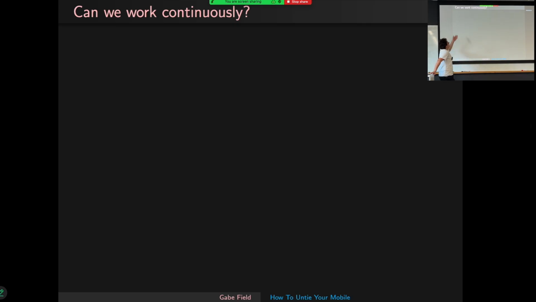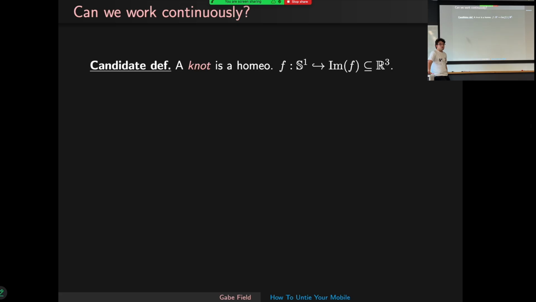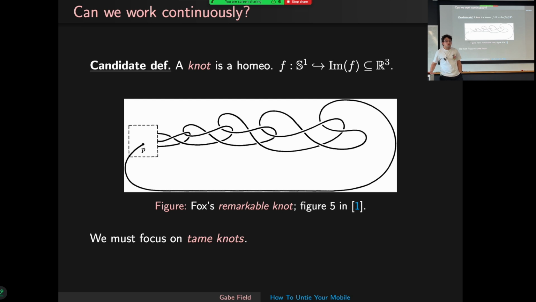So the natural question is whether we can work with continuous curves instead. And the answer to this is, unfortunately, not quite. A candidate definition is that a knot would be a homeomorphism of S1 onto some subset of R3. And this does not capture the same thing as before. Here is a knot that Fox calls remarkable, and also that Kroll and Fox call remarkable. I've only seen Fox call it remarkable, but anyway.